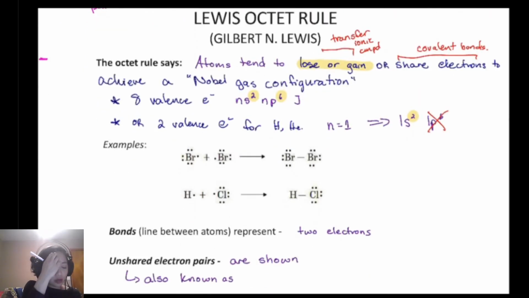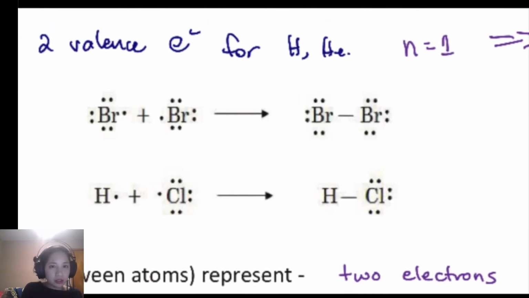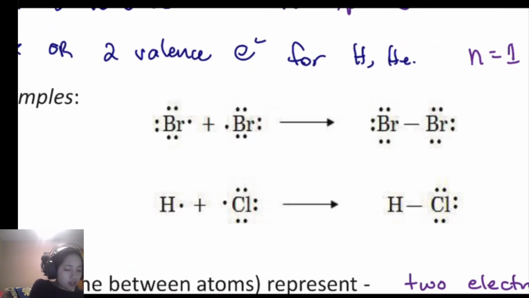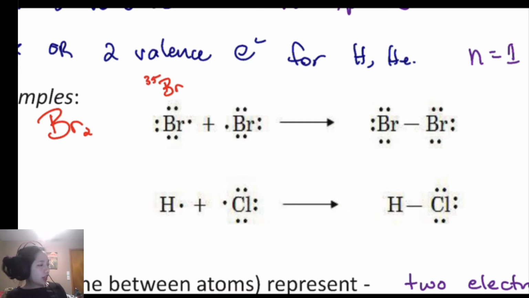All right, so here I have some examples. We have diatomic bromine, Br2. If we take just a neutral bromine atom, what is bromine? 35. If you look at it on the periodic table, it's a halogen, so there's 7 valence electrons. You can count here that there are 7 electrons.